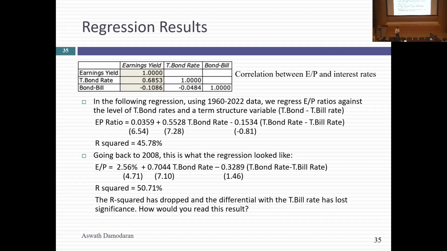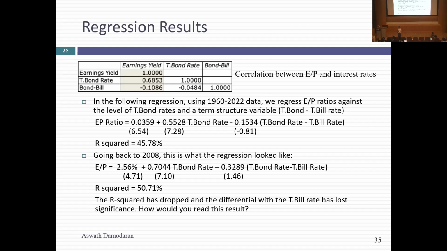Again, my end game here is to tell you whether stocks are overpriced or underpriced today. So let me try to do that by taking this 33 or 43-year history and running a regression of earnings to price ratios of the S&P 500 against the T-bond rate and the difference between the T-bond rate and the T-bill rate. Again, the starting point, the intercept, doesn't tell me much. So 3.59% is the starting point, but every 1% increase in my T-bond rates increases my earnings to price ratio by 0.55%.